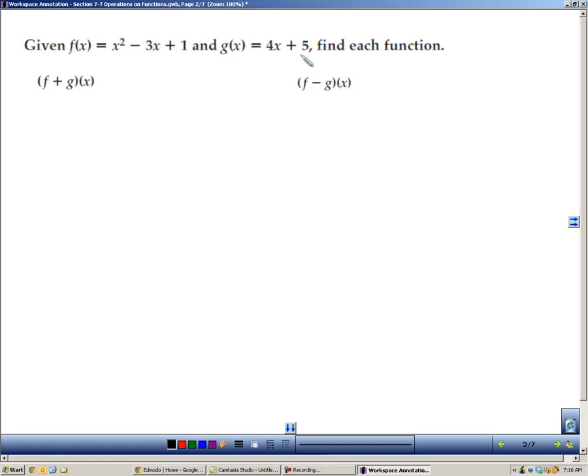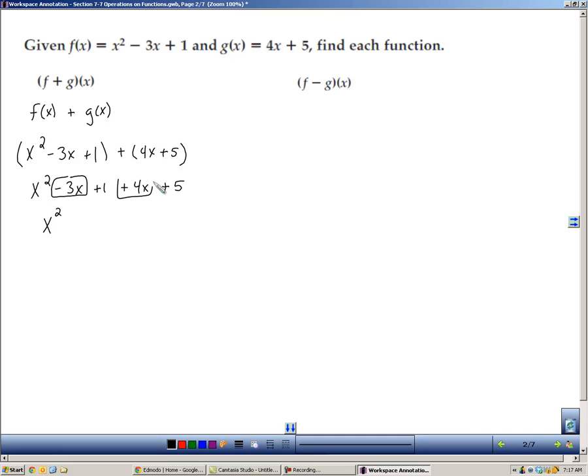So here we'll practice adding and subtracting these two functions. When you have f plus g of x, that's the same as saying f of x plus g of x. So we'll take the f of x function, and to that we'll add the g of x function. Now because you're adding everything, we can drop the parentheses and then just collect like terms. X squared is going to go first, and then we'll have negative 3x plus 4x is positive x, and 1 plus 5 is 6.